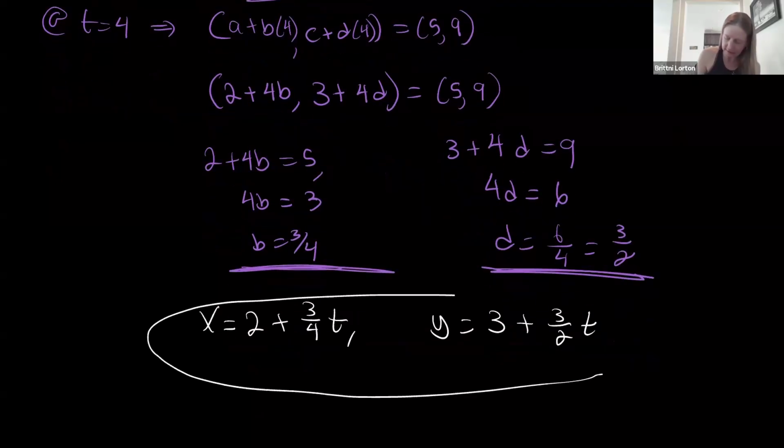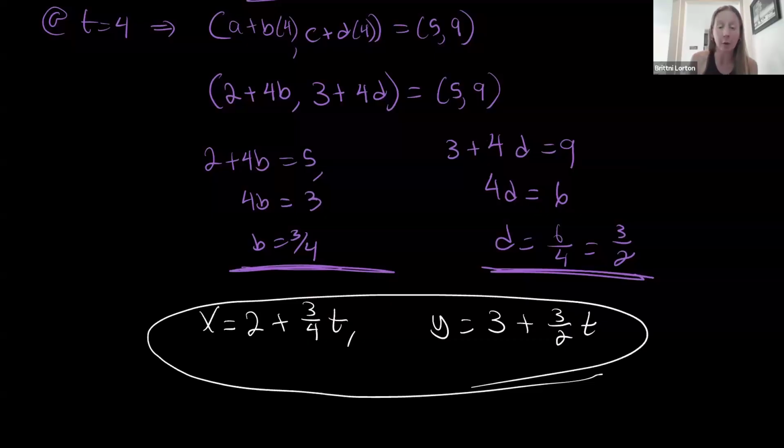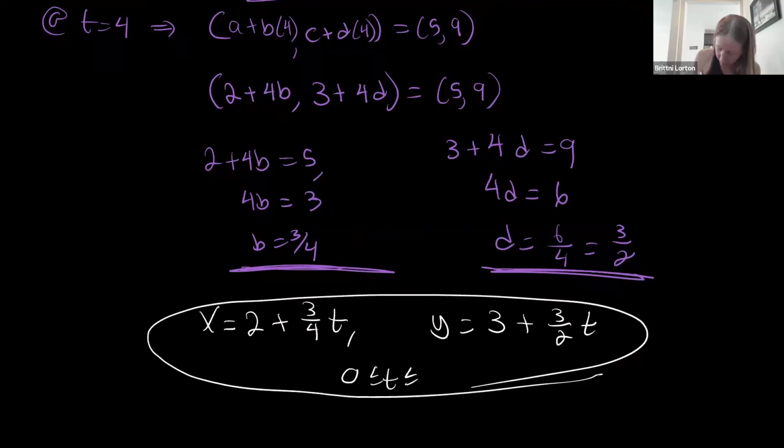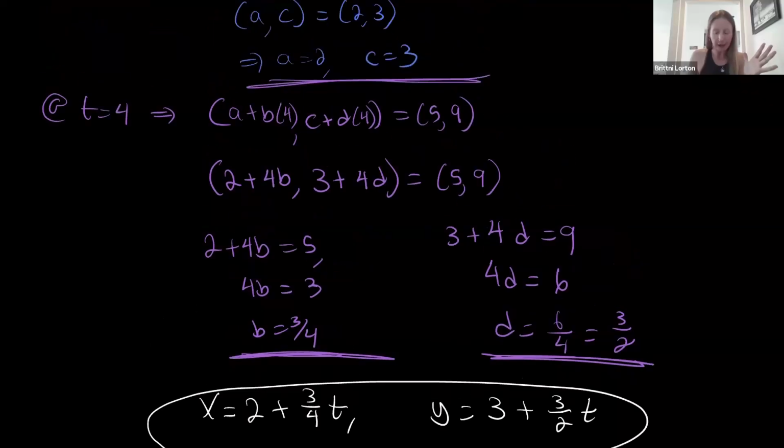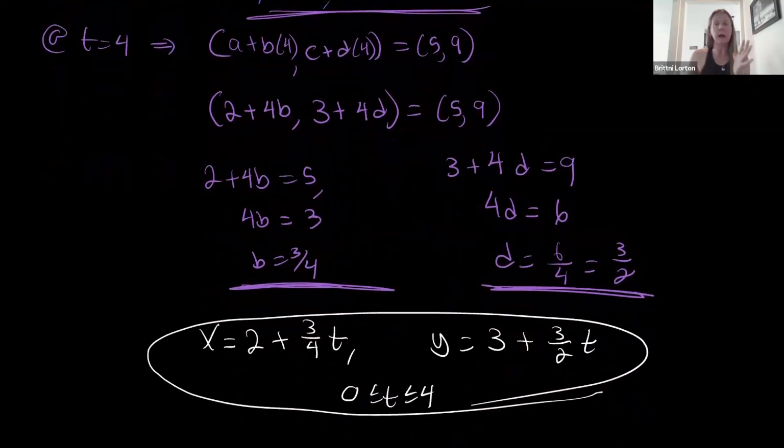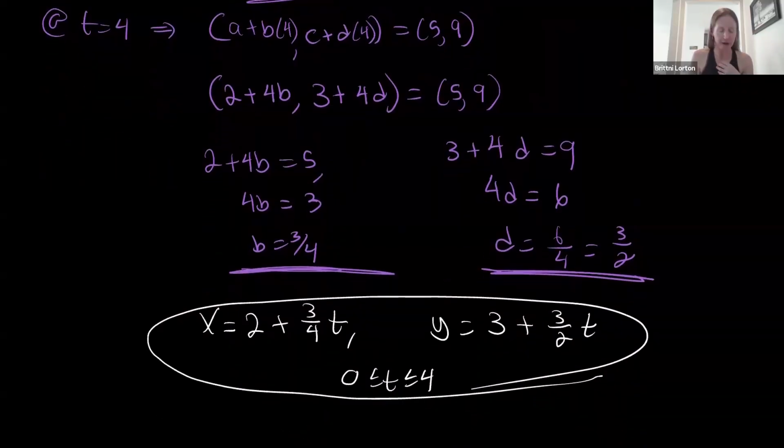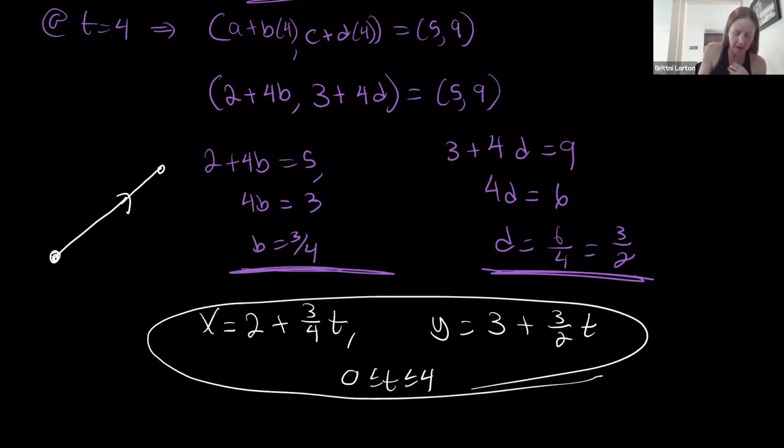So that is my set of parametric equations where if t goes from 0 to 4, I have drawn that line segment that starts at the ordered pair (2, 3) and ends at the ordered pair (5, 9). So it started here and then went that direction and ended here.